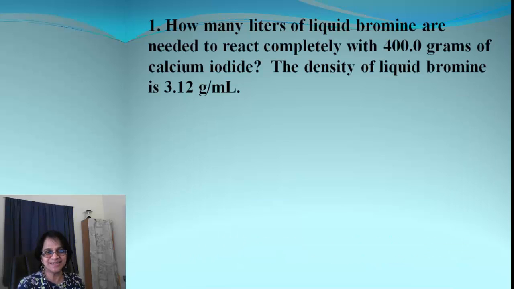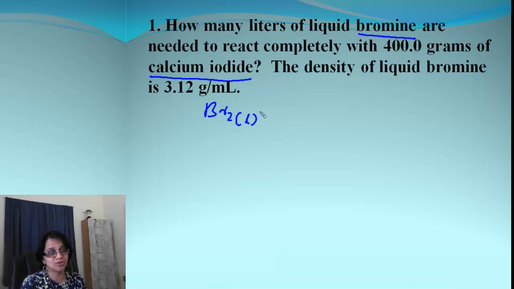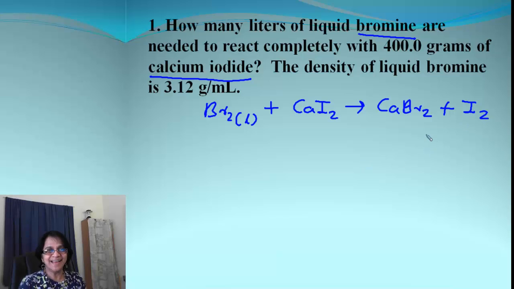Let's actually begin our first problem. In this problem there is bromine reacting with calcium iodide. Let's get the reaction balanced, and bromine is liquid, so I want to make sure I write that down so I won't make the same mistake again. And then calcium iodide is CaI2, and when both react, your answer is calcium bromide and then iodine is free. Given to us is 400.0 grams of calcium iodide.